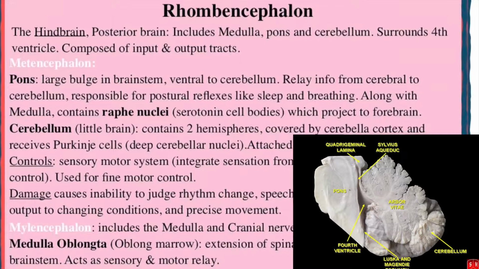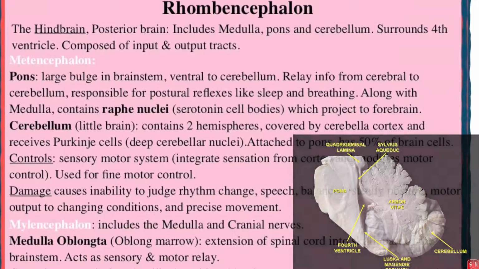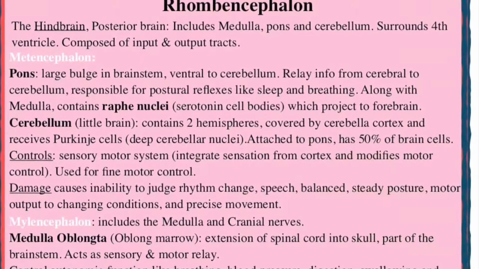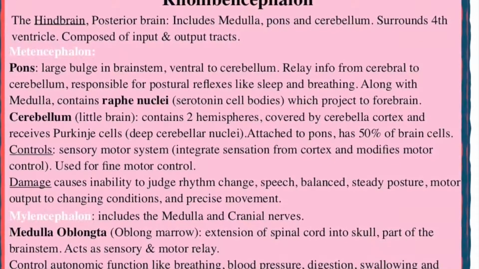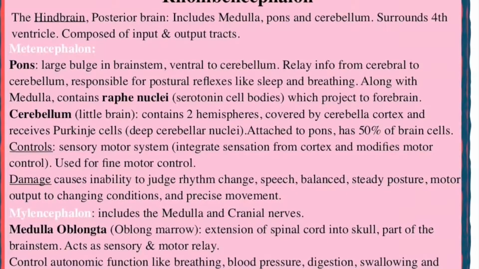Also, the cerebellum is Latin for little brain, and it contains two hemispheres and is covered by cerebral cortex, and it also receives Purkinje cells, or deep cerebral nuclei. It is attached to the pons, and it houses 50% of all brain cells. The cerebellum is very dense.